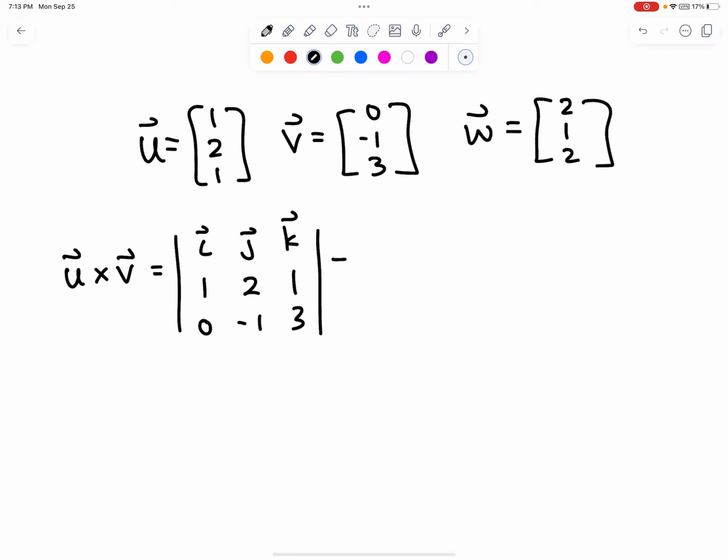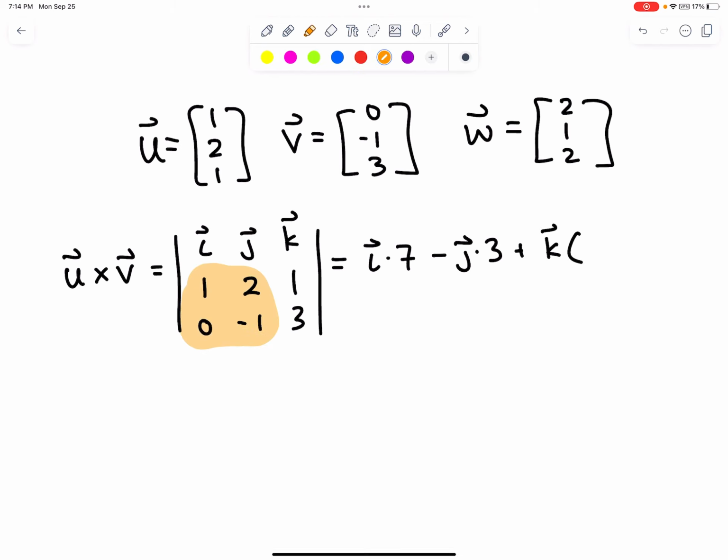So u cross v will be the determinant of this 3x3 matrix. Targeting the i first, we have vector i times 6 minus negative 1, that's going to be 7, minus vector j times, and now I'm focused on the determinant of this 2x2, which will be 3 minus 0, or just 3, plus vector k times, and now focusing on this 2x2, we have negative 1 minus 0, which is just negative 1. So this basically gives me the vector 7, negative 3, negative 1.